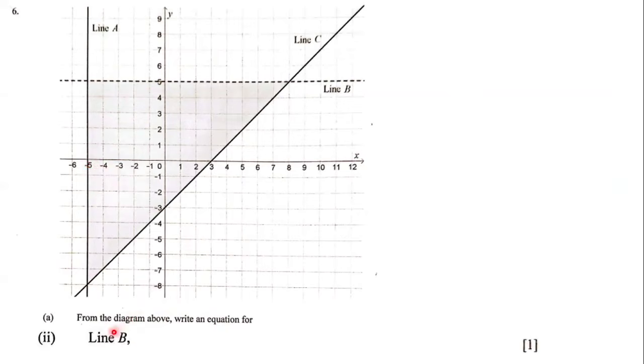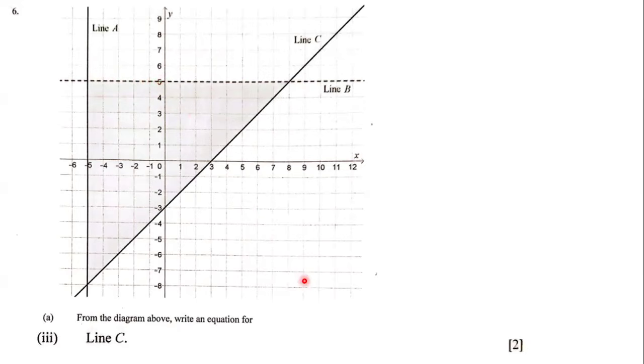And so let's move on. They want us to figure out what is line B. So from the diagram, write an equation for line B. Line B is this particular line, right? And the equation for that line is y is equal to 5, because that is a horizontal line that passes through 5 on the y-axis.